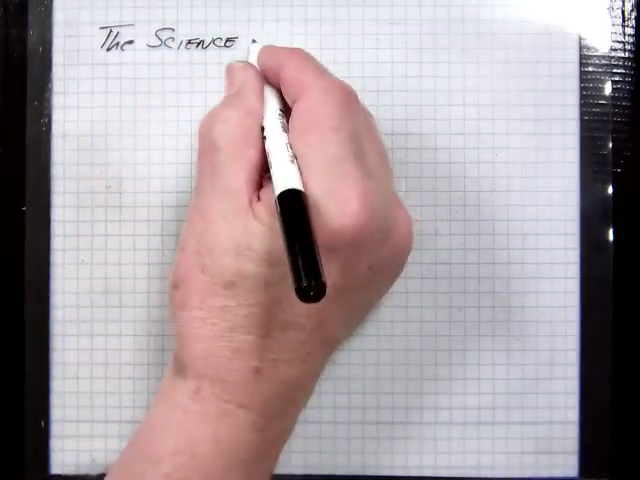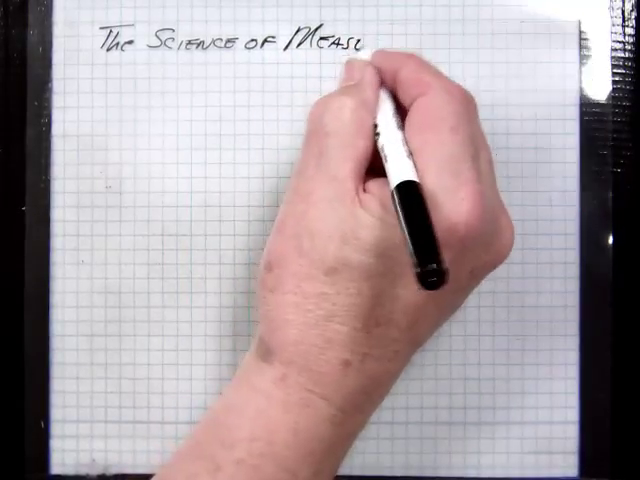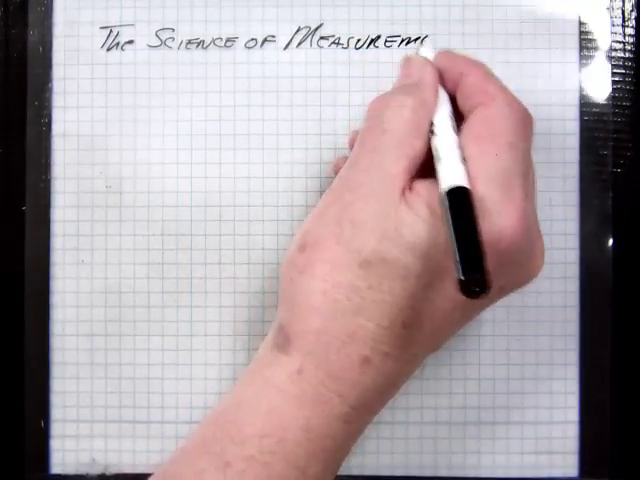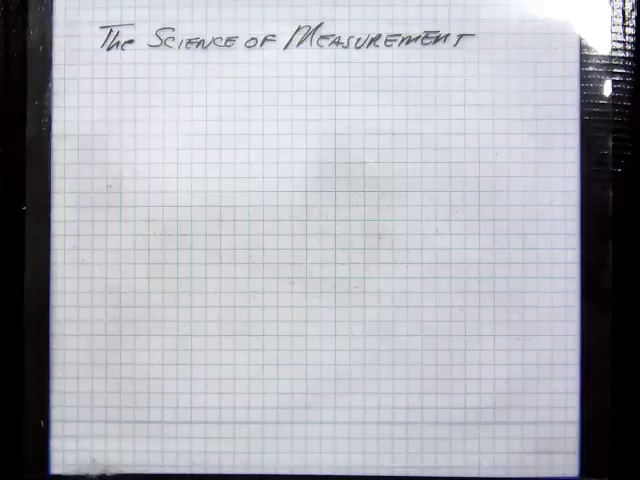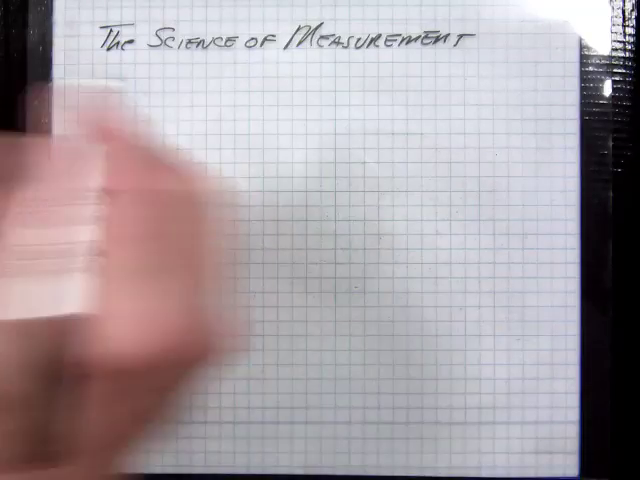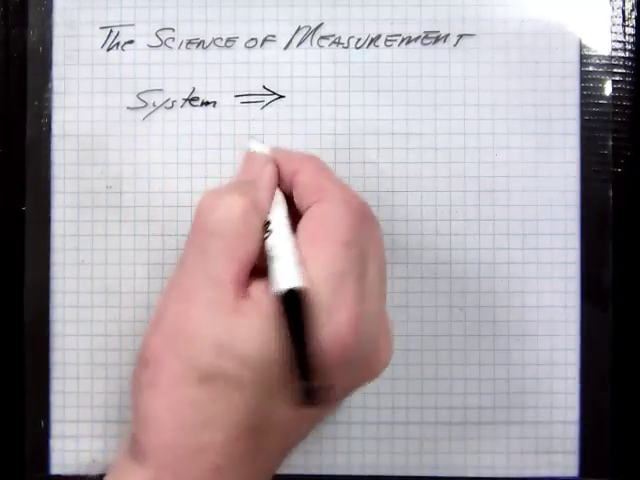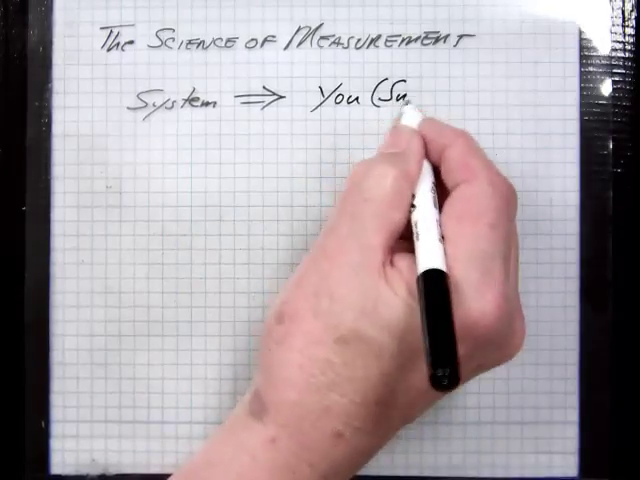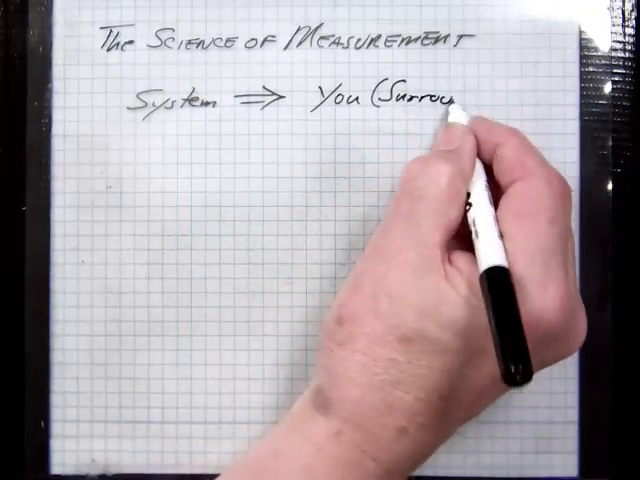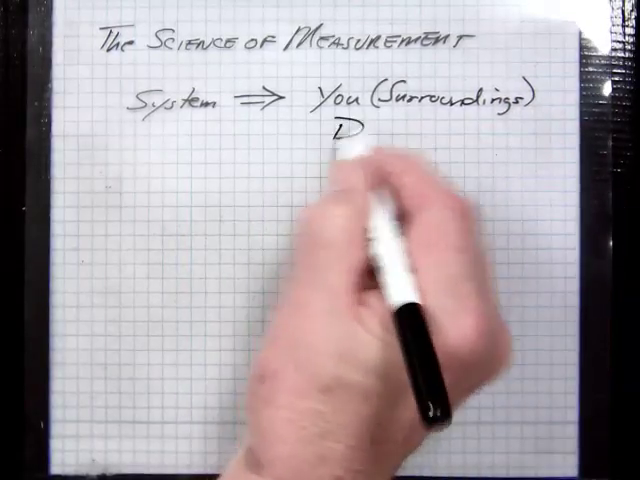Science of measurement. Now, yesterday I made a point to say something about system and surroundings. And the issue is the system is sending signals to you, the surroundings, as a detector.